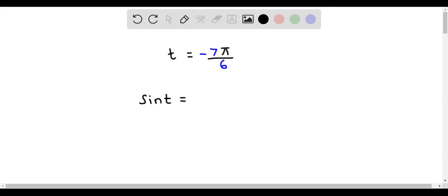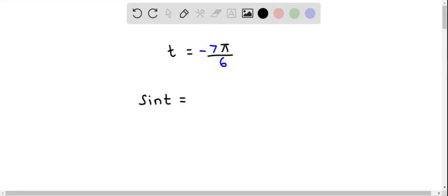Let's determine the value of sine t given that t equals negative 7 pi over 6. So first let me replace t by negative 7 pi over 6. So we have to find the value of sine of negative 7 pi over 6.